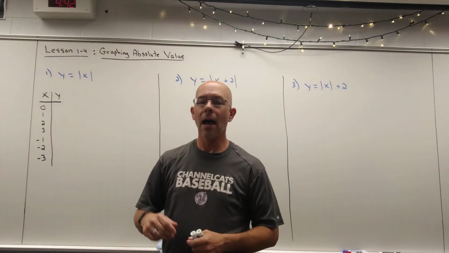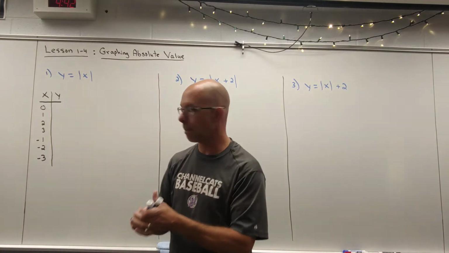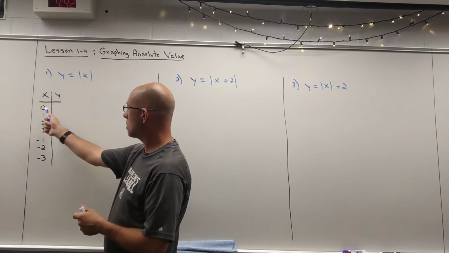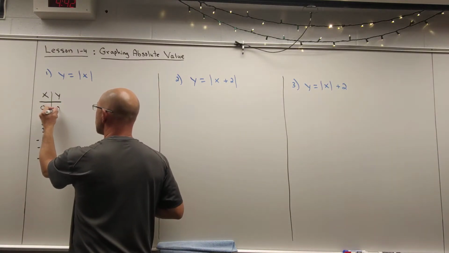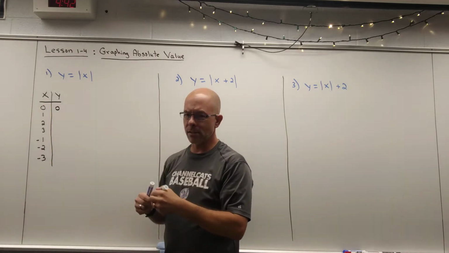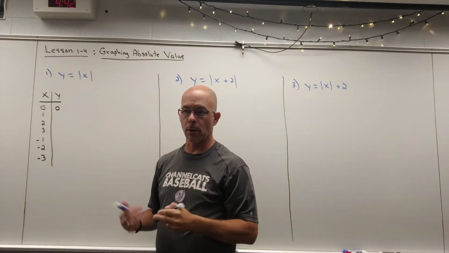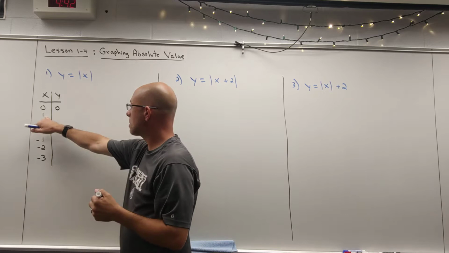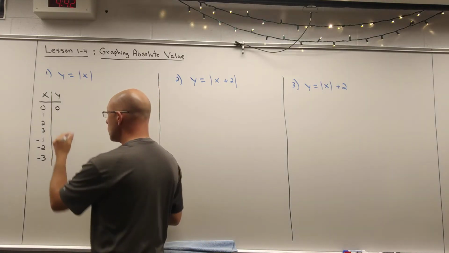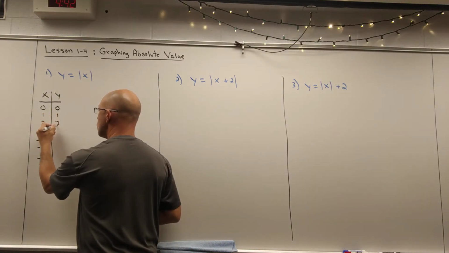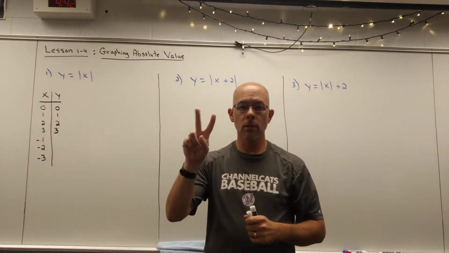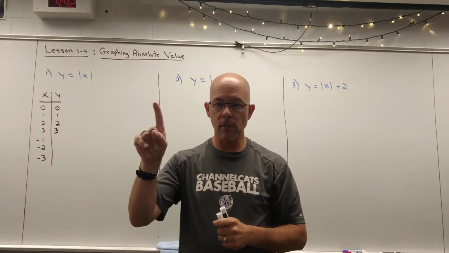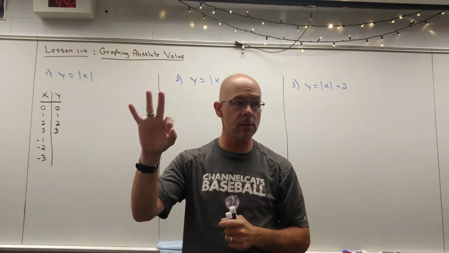In other words, ask, how far from 0 is it on the number line? So, guys, if I start with 0, the absolute value of 0 is 0. Meaning, if you're at 0, you're 0 spaces from 0. The absolute value of 1 is 1, 2 is 2, and 3 is 3. Meaning, 1, 2, and 3 are 1 space from 0, 2 spaces from 0, 3 spaces from 0 on a number line.